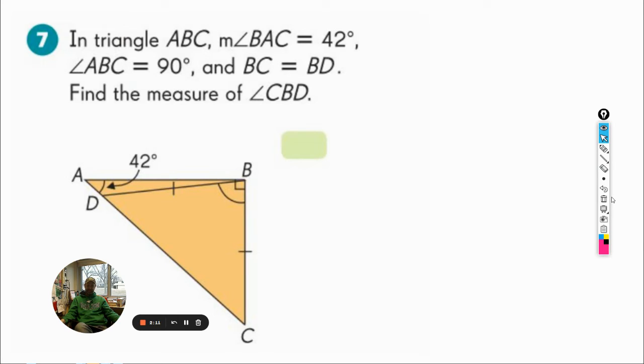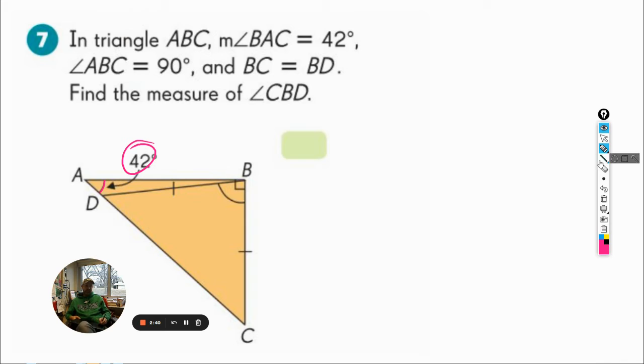All right. How'd this one treat you? It says in triangle ABC, the measure of BAC is 42. So we can see this guy right there is 42. And we know that ABC is 90. And then we know BD and BC are equal. Find the measure of CBD. I don't know how to find the measure of CBD because it's less than a right angle. Okay? But what I do know is that this guy here is 42.